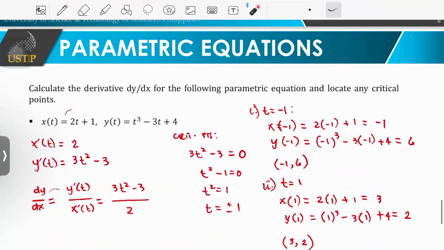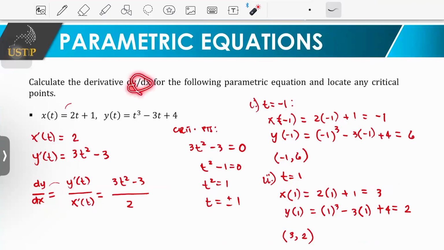Okay, next. Calculate the derivative of the following parametric equation and then locate any critical points. Now, critical points, if you remember, is where the graph will have zero value in its derivative, or undefined. But in this case, naka-polynomial man ta, so equate na to zero. And then the location of our critical points is where the derivative is zero at that point. But if we locate the points, we need to get the coordinates.